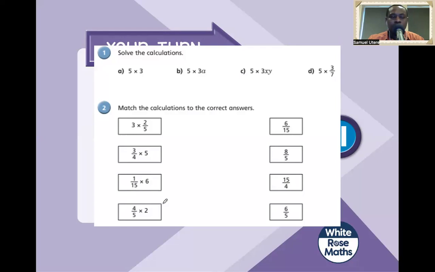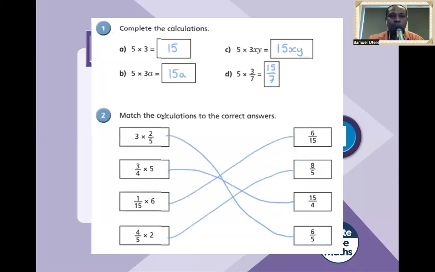Assuming you've paused the video and you've answered questions 1 and 2, here are the answers. Let's discuss them. So these, you were simply doing the multiplication similar to what we did at the start of our lesson. So 5 3/7 is the same thing as 15/7. So you multiply the numerator, the denominator stays the same. And these are obvious. Here you are asked to match the calculations to the correct answers, and here are the answers.